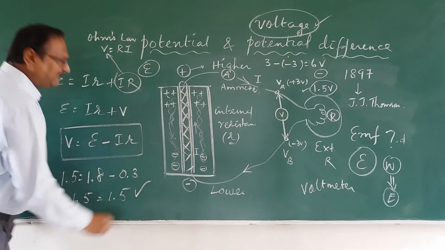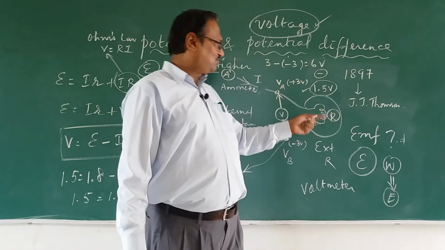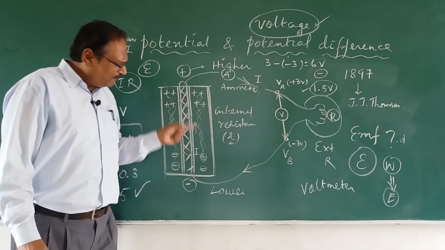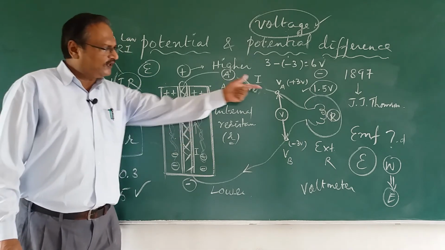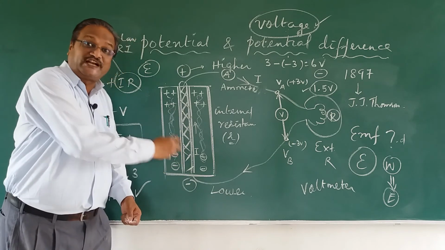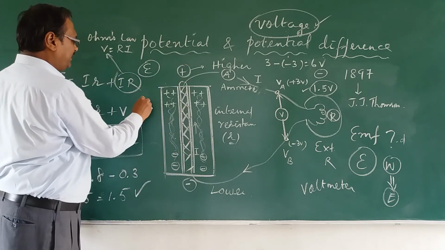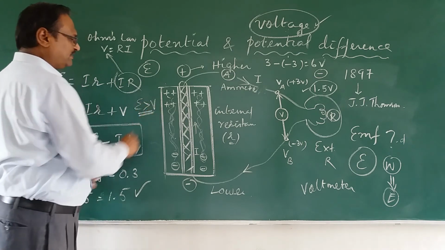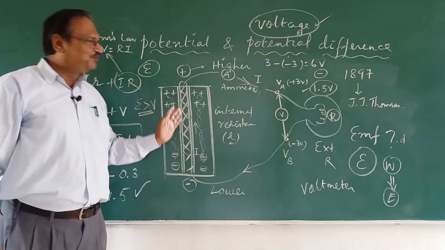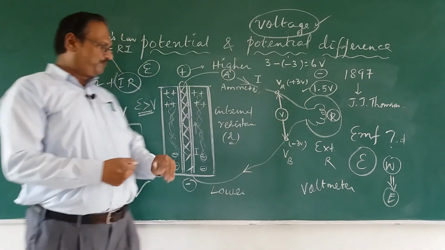Therefore, 1.5 is the potential difference, the operating voltage I want, that this cell will give. If I keep 1.5, what will happen? I will get only 1.2 because there will be a loss inside. So that is why it should have more. The EMF should be greater than the potential difference so that we can account for the loss due to the internal resistance. I hope you understand.